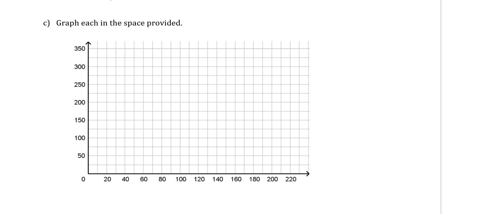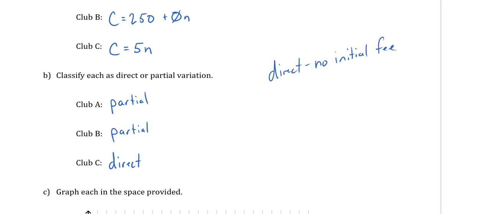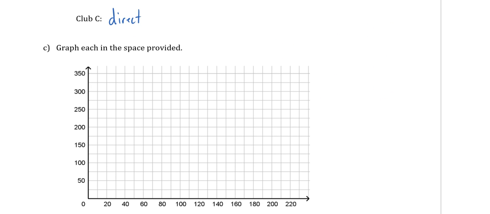Graph each in the space provided. So let's start with A. A starts at 150, okay? And then I'm going to do this. It's $1 per use. So that means if I went to 50 uses, I would add $50. So that's an easy point to find because that's 150 up $50 to 200. Another 50 uses is going to take me to 100, and that's going to take me up to 250. Another 50. Kind of nice to do at least 2 points instead of just one extra point.